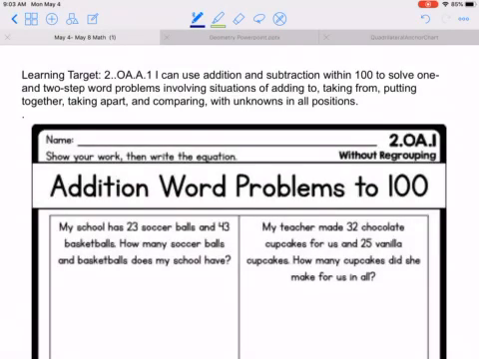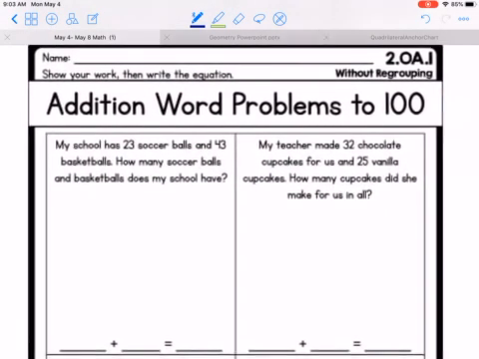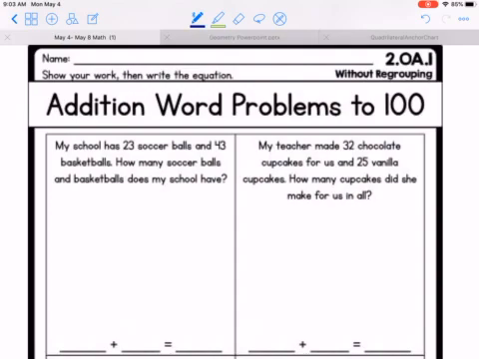Hello friends, I'm going to rate our learning target and then we're going to get started for today. It says I can use addition and subtraction within 100 to solve 1 and 2-step word problems. The target goes on a little bit more than that, but today we're just going to focus on that first part. And we're actually going to be working with just addition word problems today.